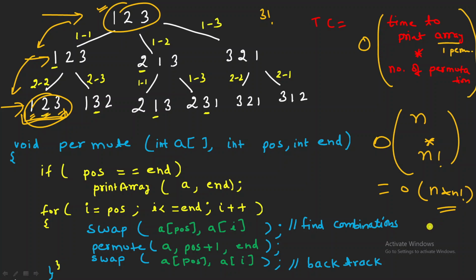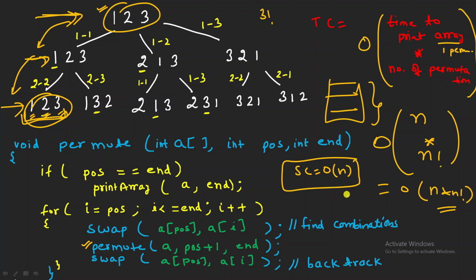And what will be the space complexity? We have taken the stack, because it is using recursion. And if you see how many levels there are, for 3 there are 3 levels. For n, there will be n levels. So the stack size will be equal to n levels, and the space complexity will be order of n. This is actually taken by the stack. And if you are not counting it, then it is constant space complexity. So now let's see the code.